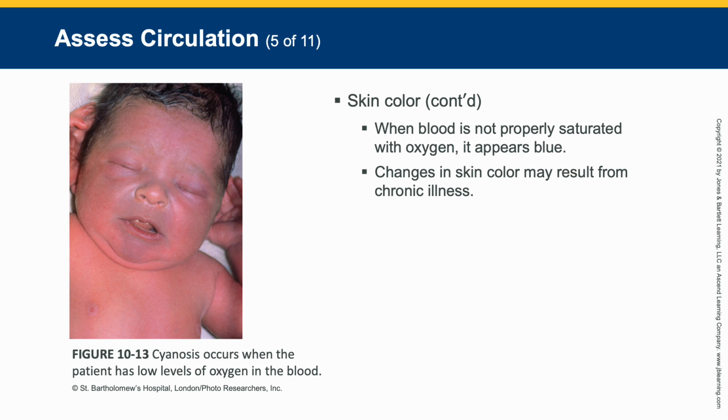So here again, we have a picture of an infant with that cyanosis, that bluish-gray coloring around the lips and the eyes. And again, this has all to do with low oxygen levels in the tissues.